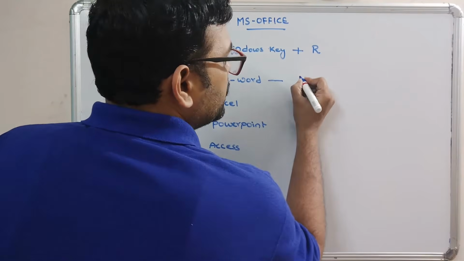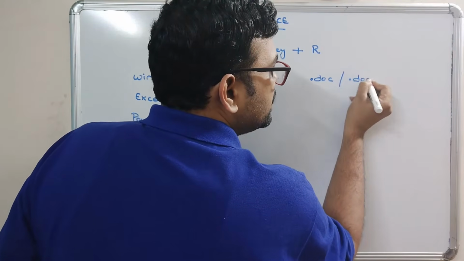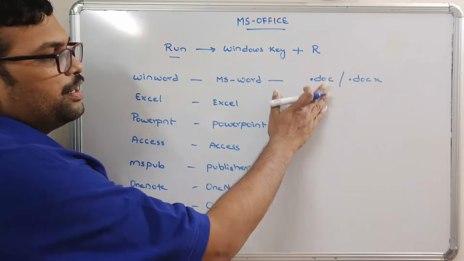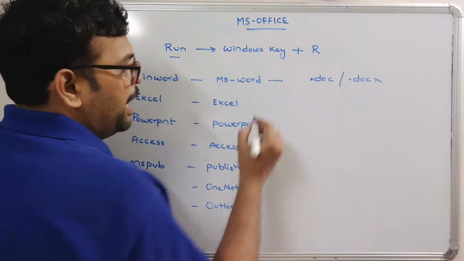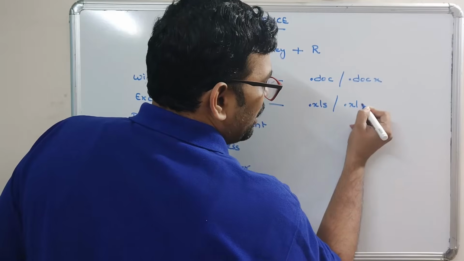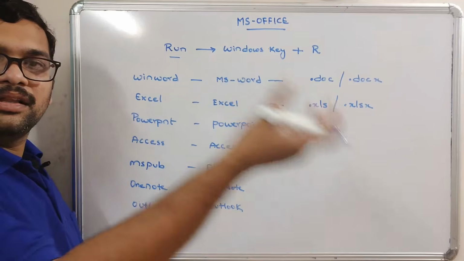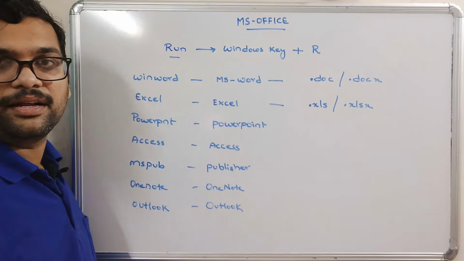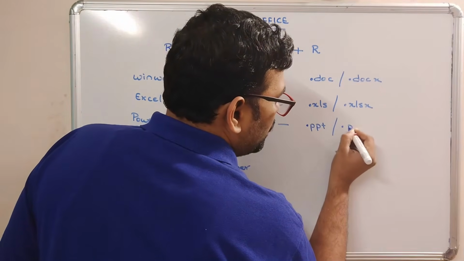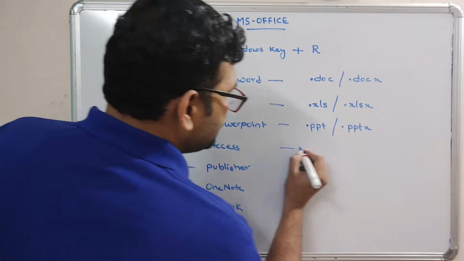Like that, each and every application has its extension. MS Word documents will have the extension .doc or .docx. Based upon the versions, this may differ. If it is Excel, it's .xls or .xlsx. With the help of these extensions, we can know that the file has sheets, that means Excel data. And PowerPoint is .ppt or .pptx, PPT or PPTX.